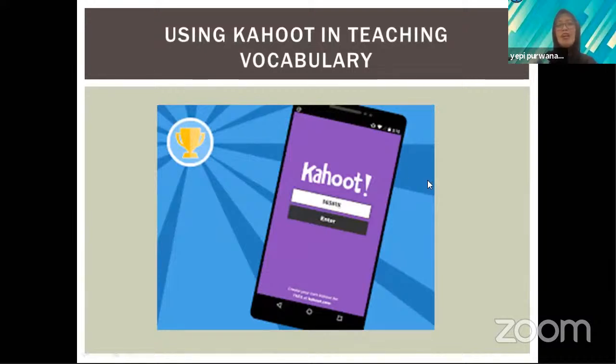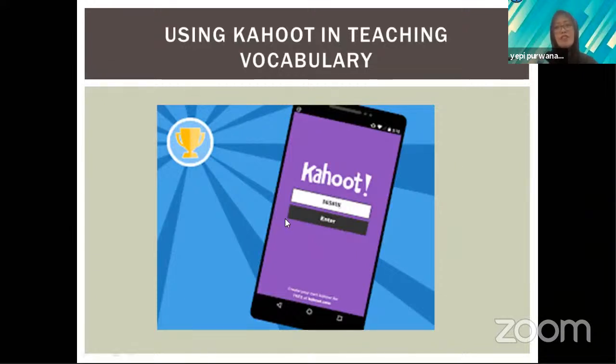Kahoot is mobile friendly also. So this is a kind of quiz that you can use directly to make your students more spirited to study. So you can play a simple quiz. Let's see, talking about vocabulary: you have the picture and then you ask the student to choose what picture it is or something like that. This is for the level of elementary school or maybe junior high school.